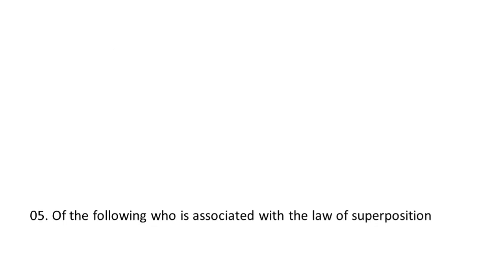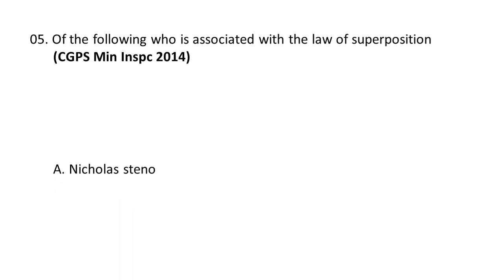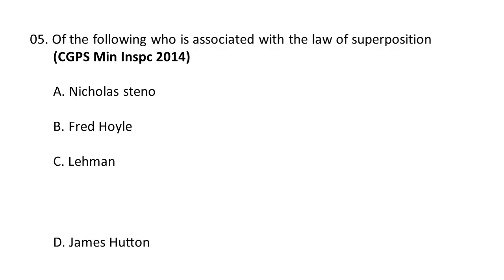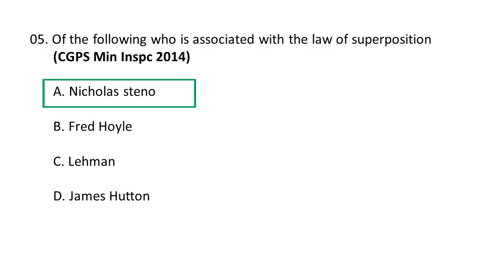Next question. Of the following, who is associated with the law of superposition? The choices given are A. Nicholas Steno, B. Fred Hoyle, C. Lehmann, D. James Hutton. So, the correct option is A. Nicholas Steno. The law of superposition is a principle in geology that was proposed by Danish geologist Nicholas Steno in 1669. And the law of superposition states that in a sequence of layered rocks, the oldest is at the bottom and the youngest is at the top. So, Nicholas Steno is associated with the law of superposition. A is the correct option.